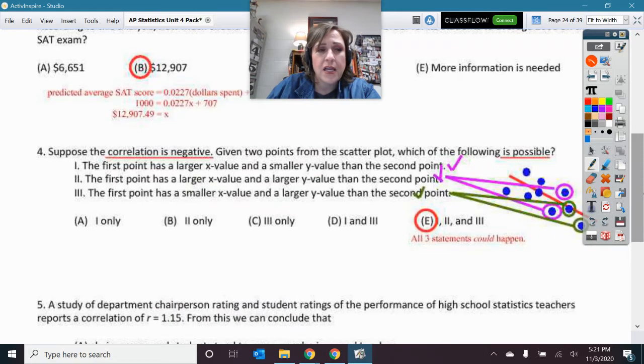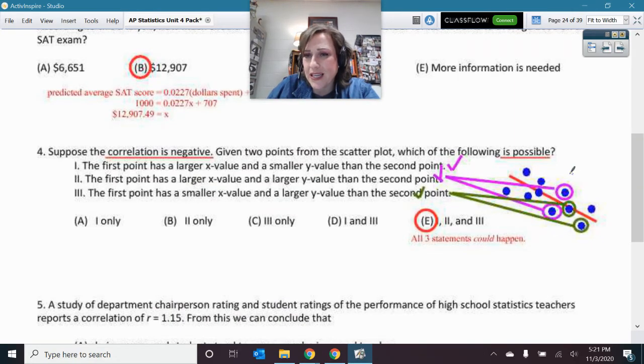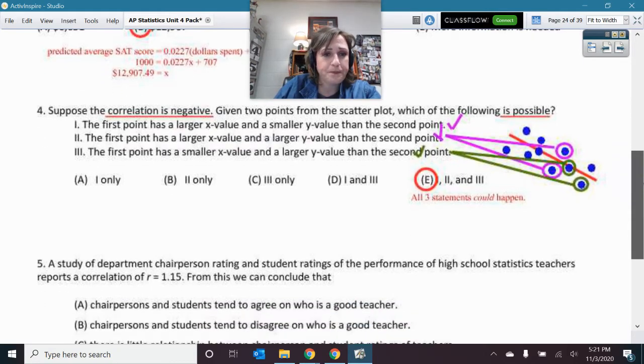All right. Suppose the correlation is negative. So I just drew something, this red line with the blue dots, as a correlation that's negative. Then I looked at these statements to see which of them can be true. And all of them could happen, because the question is which is possible. I have examples here of them all being able to be true.